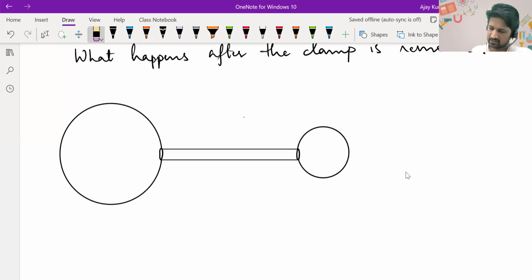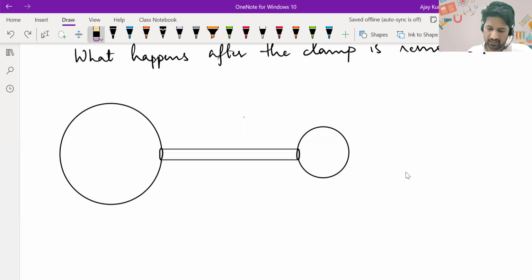Finally, what will happen is, see, airflow stops, generally fluid flow stops when there is same pressure on both sides. How can there ever be same pressure on both sides is the question here. Because radius of B is smaller than A and air is going from B. So B becomes even smaller. Then how can the pressure ever become same?